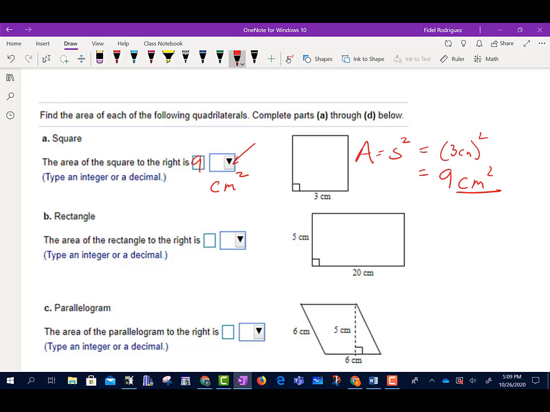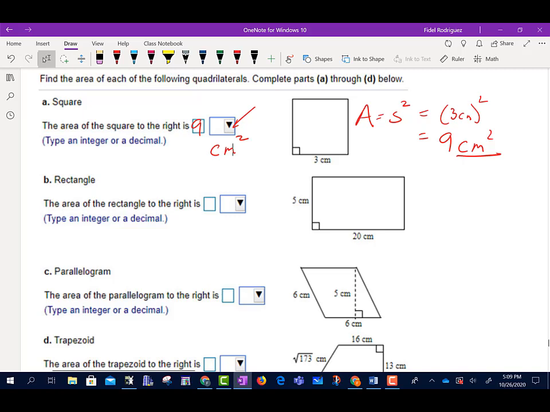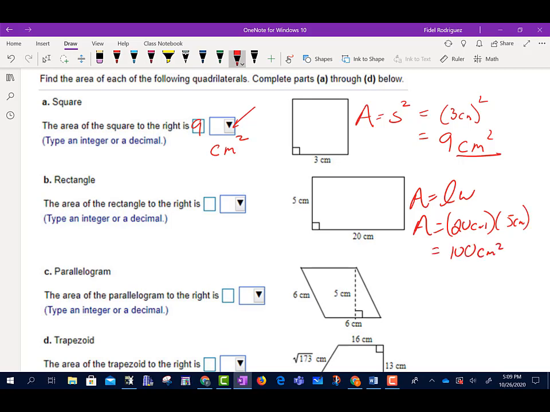Part B, find the area of the rectangle to the right. The formula for the area of a rectangle is the length times the width. So 20 centimeters times 5 centimeters is going to give me 100 centimeters squared. So again, I'm going to pick 100 and then again centimeters squared.